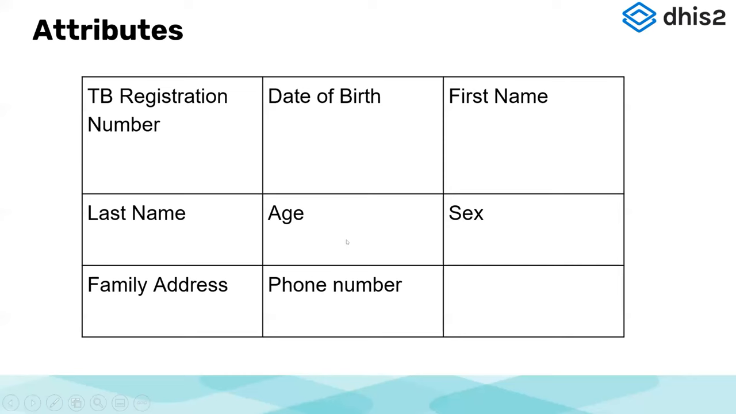If you can recall, we had the list of attributes that we use in this TB program. Now I think you can see the list. We have the registration number, date of birth, first name, last name, age, sex, family address, and phone number. These attributes we have already configured, so there is no point in creating them again. If in your DHIS2 instance, the one you are customizing, the same attributes are already present, you can always reuse them. So let's move to the tracker program and try to include the attributes.